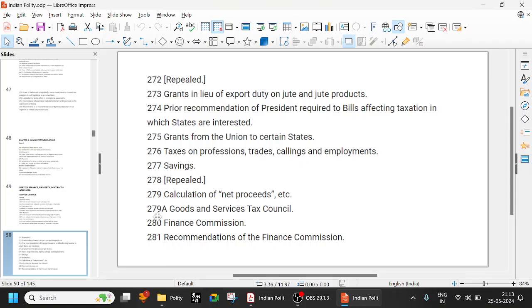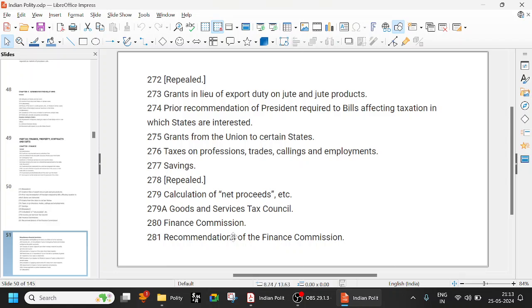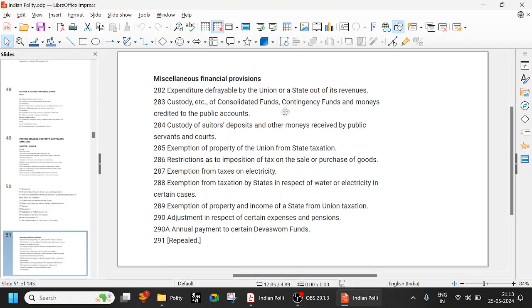So Finance Commission is Article 280. This is also very important. And 279A is GST Council. Okay, all this is important. So GST is something that came new, right? So it has added 279A, Goods and Service Tax Council. So this is also important, frequently asked. And Finance Commission is 280. So recommendation of Finance Commission and all these things. Okay, these are also very important.